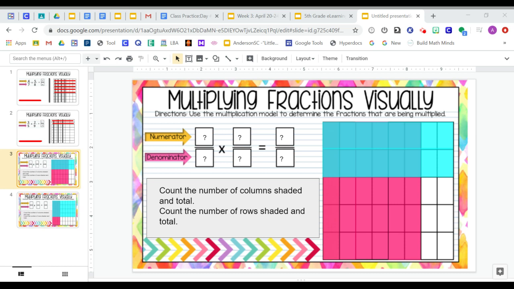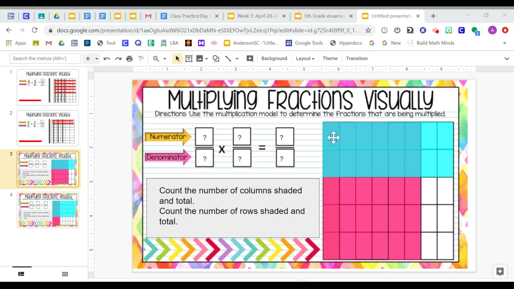On Monday and Tuesday, we multiplied a fraction by making a model and seeing where they overlapped. We took a piece of a piece. Today, we're going to think more critically and look at a model to figure out the problem being represented. Let's look at this model.